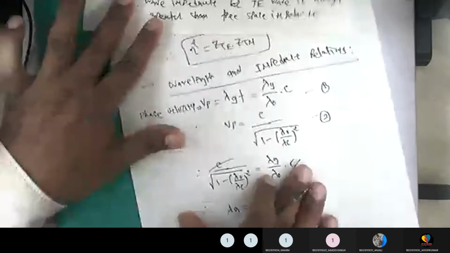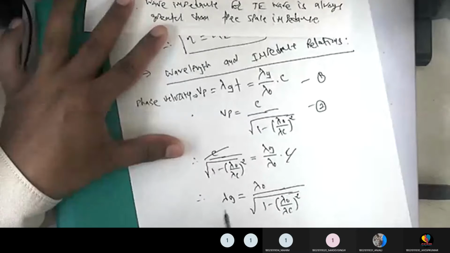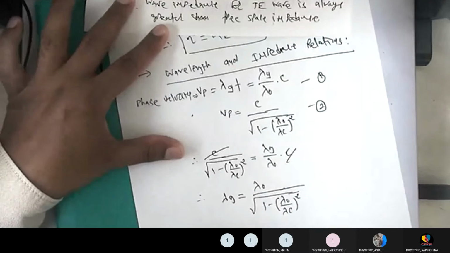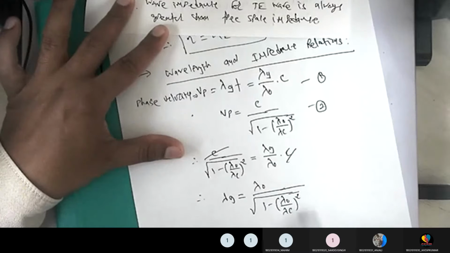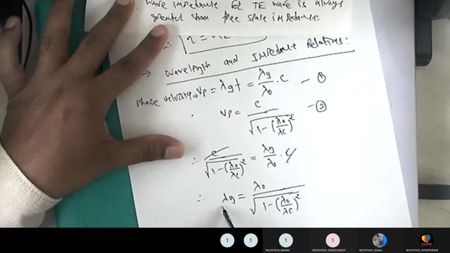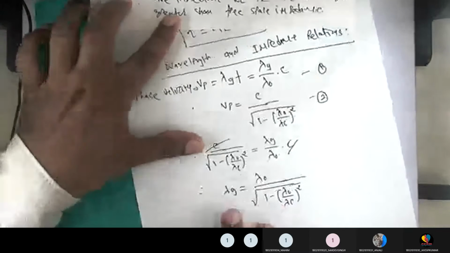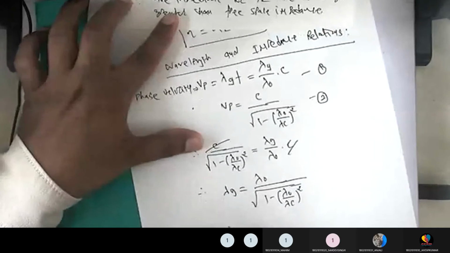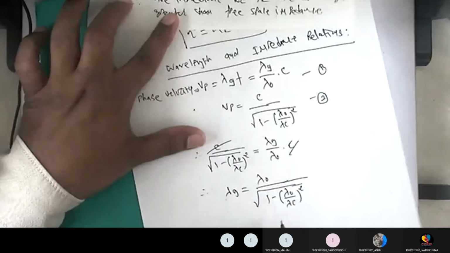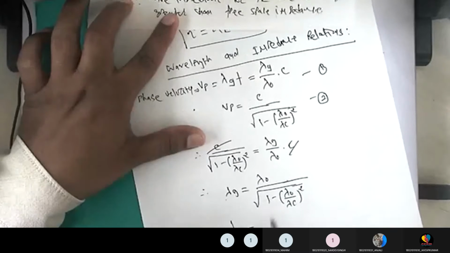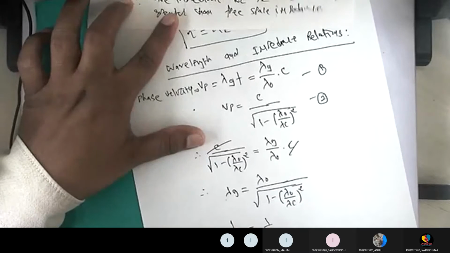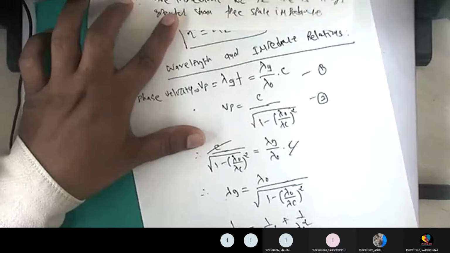Now I have the wavelength relations, and last time I directly stated it, I had not derived it. So now you can say that this is the derivation of the guide wavelength. I can also express this in another way. After simplification, I will get 1 over lambda 0 square equal to 1 over lambda g square plus 1 over lambda c square.